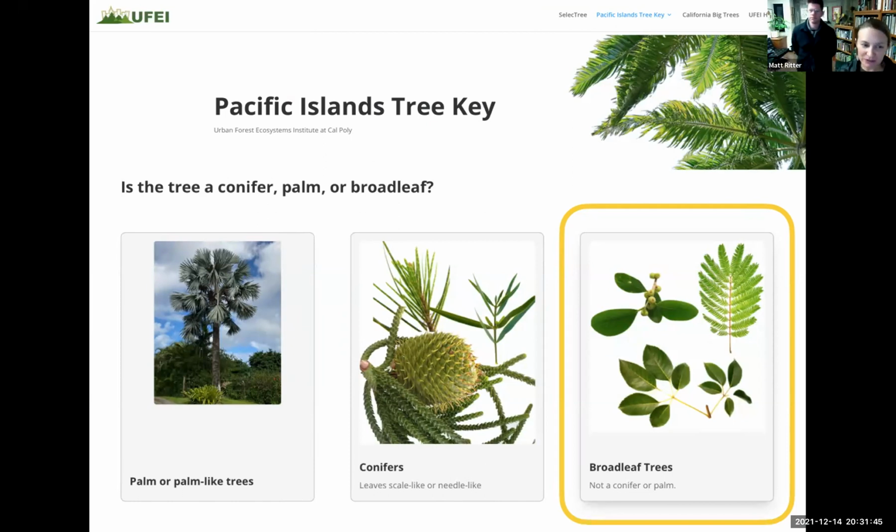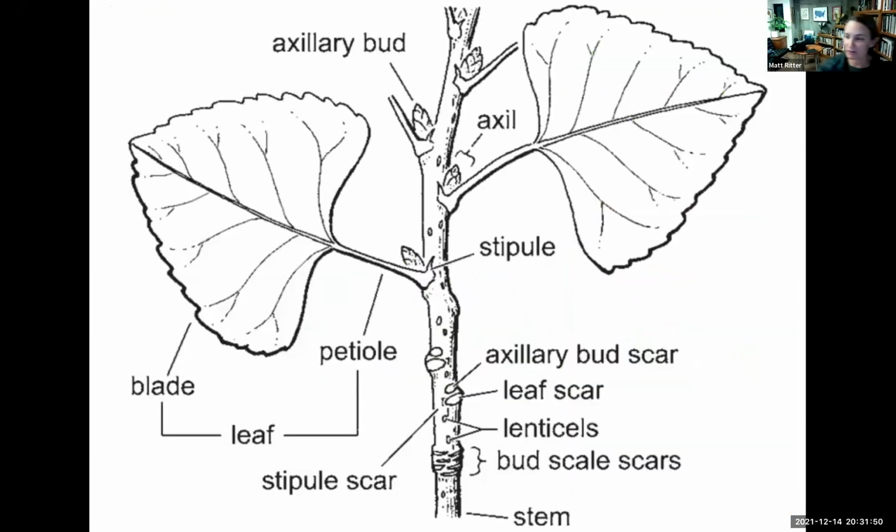So in order to get into the technical words that you need in order to use this online tree key, we first have to talk a little bit about what is a leaf. And so here's your general botany lesson for the day. What I'm showing here is a stem, and leaves come out of the stem in a regular pattern. And everywhere that a leaf comes out of the stem, we call that the node. And at the node, there's always a leaf and a bud in the axil of that leaf, which I'm showing you here.